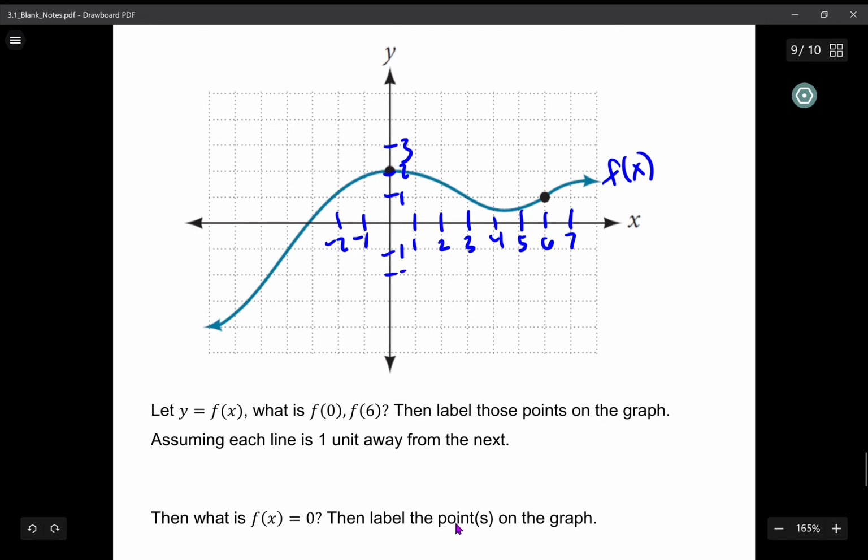A well-labeled graph can save you a lot of pain and suffering. All right, now the first thing they're asking me is what is f of 0? So this means my input is 0. What is my output? Here's 0.